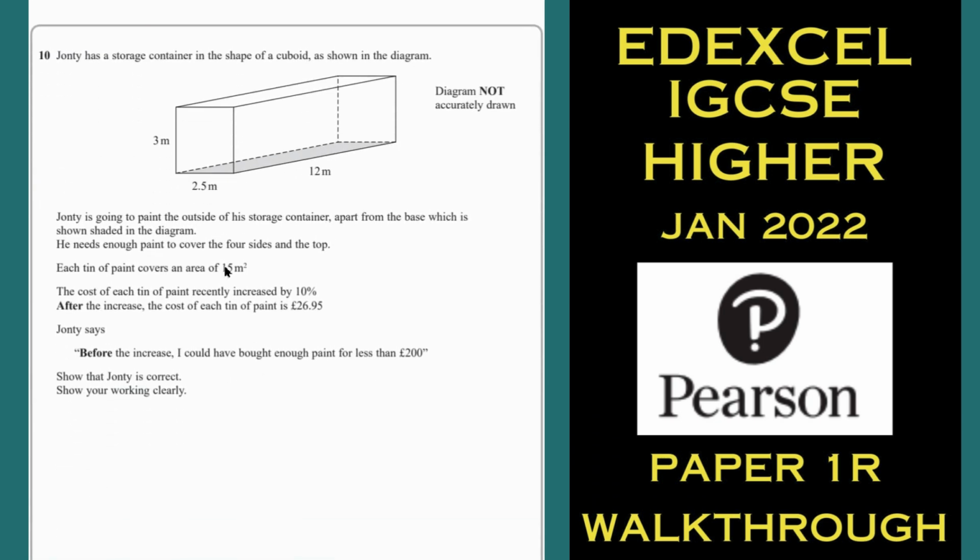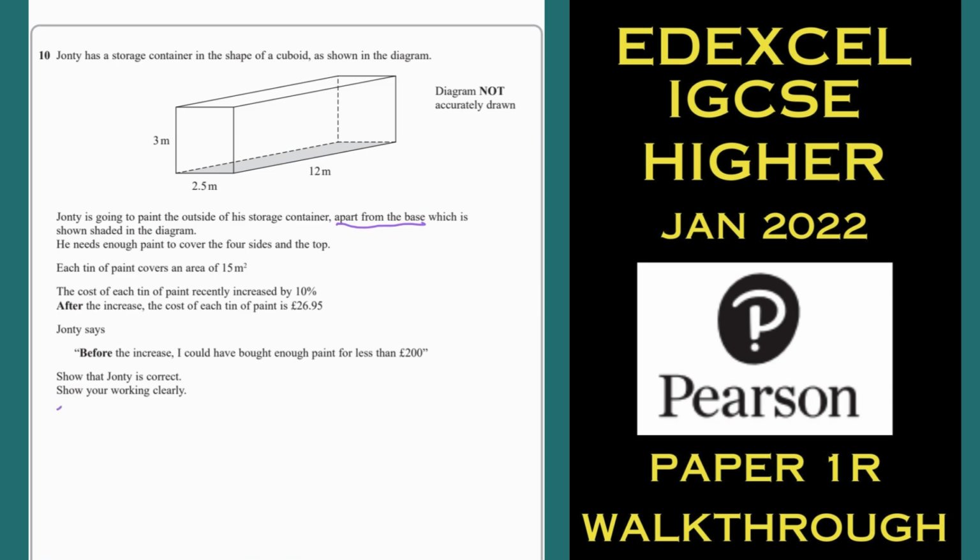Number 10. What a load of waffle. Gonna paint the outside. Stop. Just stop right there. Don't read on. If you carry on reading, you're just going to dig yourself into a bigger and bigger hole. If you're painting the outside, it's a surface area question. The only bit that's important is not doing the base.